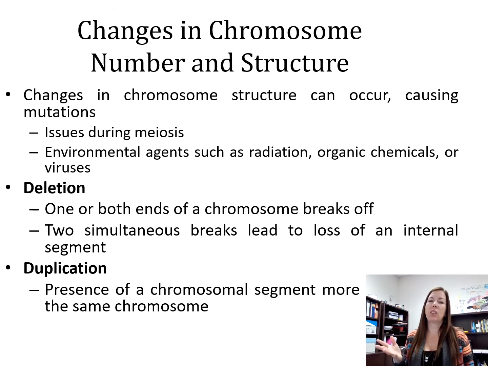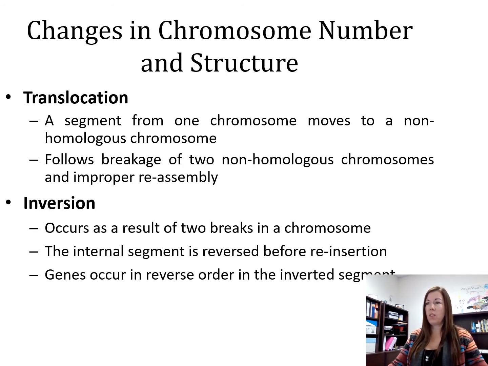You can see mutations or changes in chromosome structure that happen maybe during meiosis, or even environmental agents can impact chromosome structure. So if you have a deletion, one or both ends of a chromosome break off. You have a duplication, you can have the presence of more than one chromosomal segment. You can have a translocation where one chromosome segment moves to a non-homologous chromosome, which is crazy. An inversion.